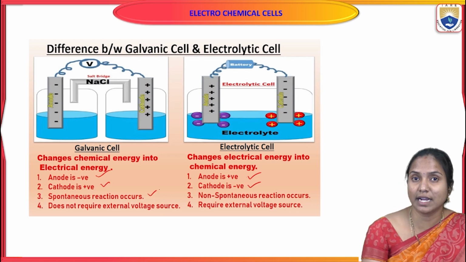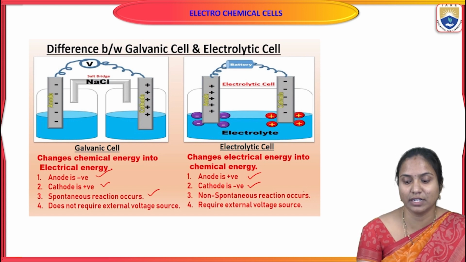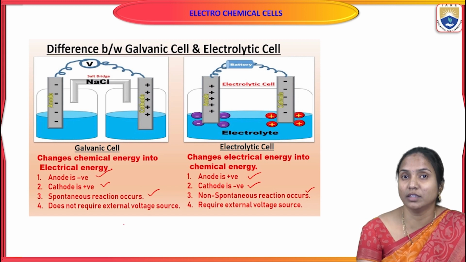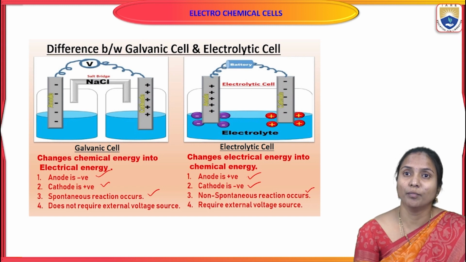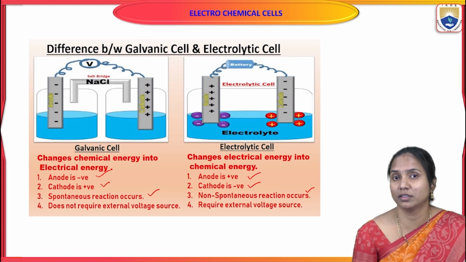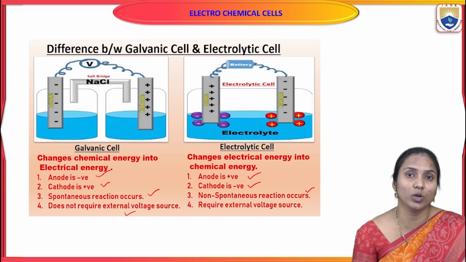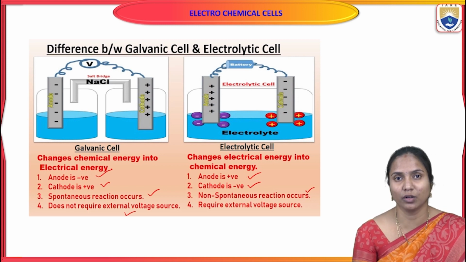And spontaneous reactions occur in this electrochemical cell. Here non-spontaneous reactions occur in this electrolytic cell. In this galvanic cell, it requires a salt bridge. But in this electrolytic cell, a salt bridge is not required. And here it does not require any external voltage source. But in this electrolytic cell, it requires an external voltage source. So these are the differences between galvanic cell and electrolytic cell.